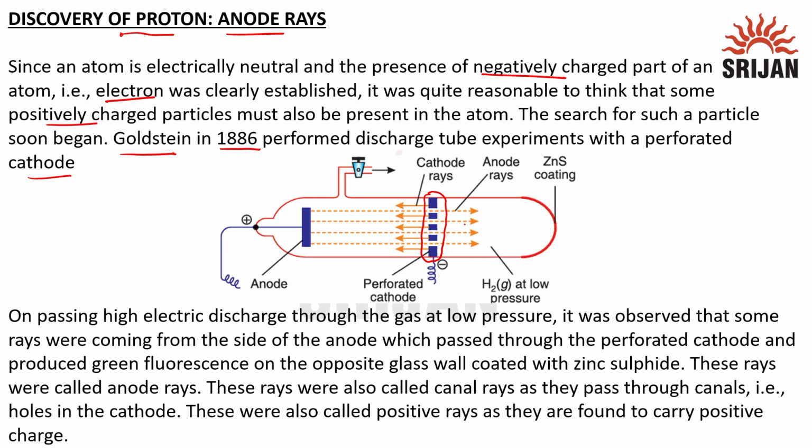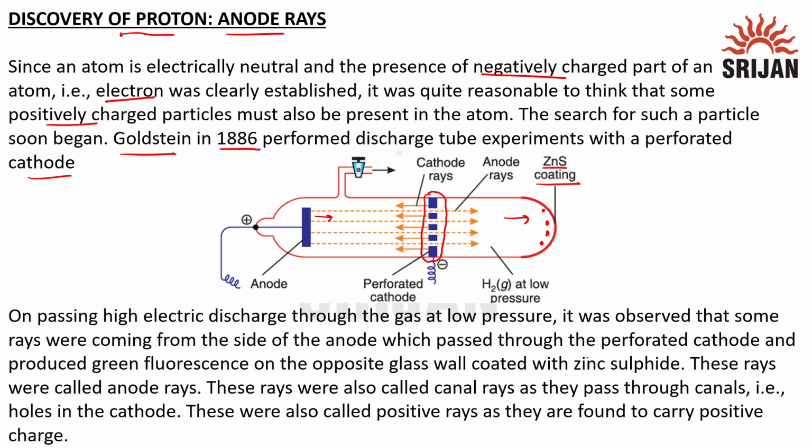So we see some fluorescence or some light patches on this screen, that is the zinc sulfide screen that is present behind the cathode electrode. That shows that something is passing from the anode going towards this screen, and this is passing due to the perforated cathode, right?